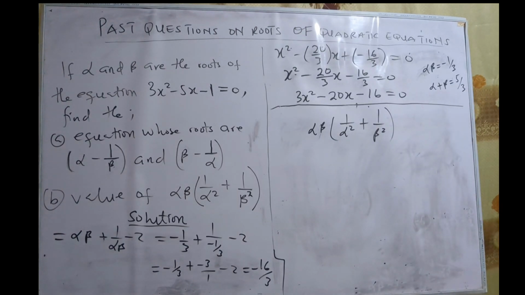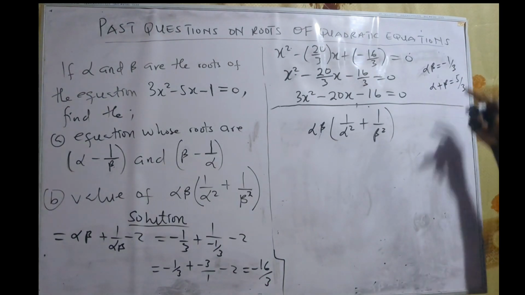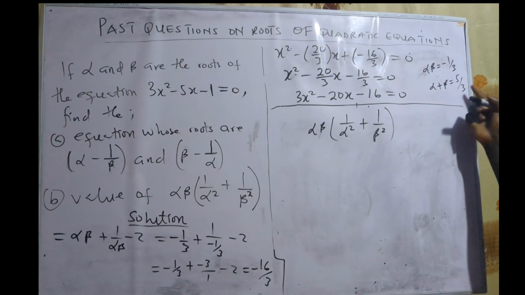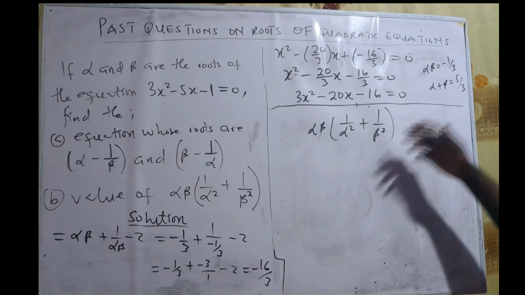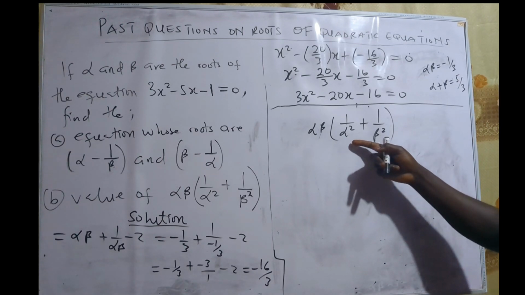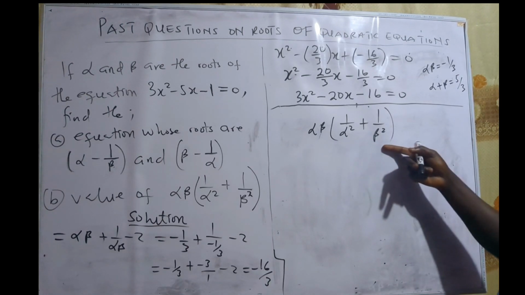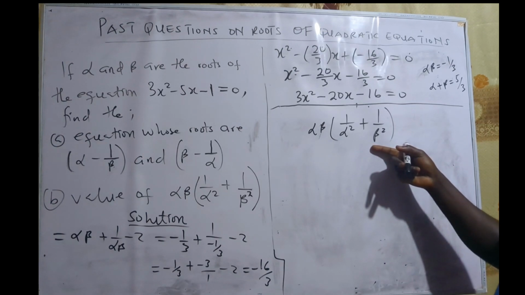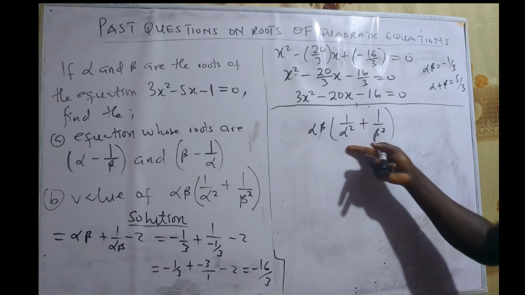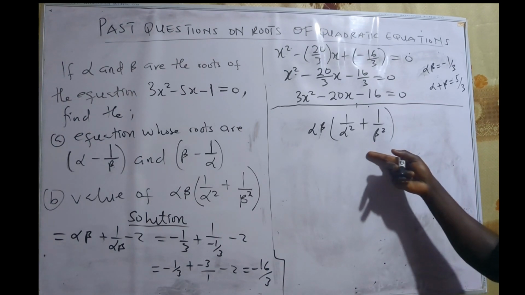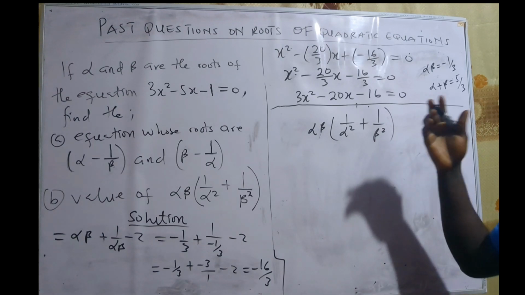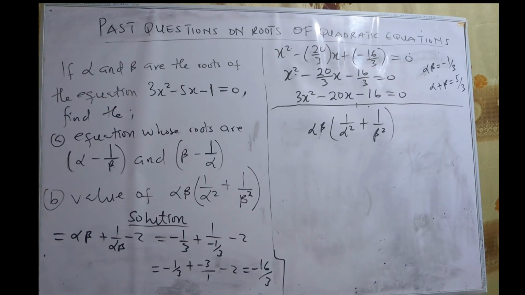So, we know our alpha beta is minus 1 on 3, but it's left with alpha plus beta. So what we are going to do is simplify here. We are going to find a common denominator, or write it as a single fraction, so that we can get our answer and then solve. Okay, so let's do that.